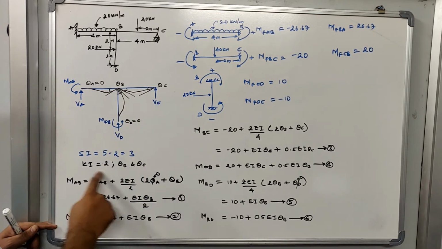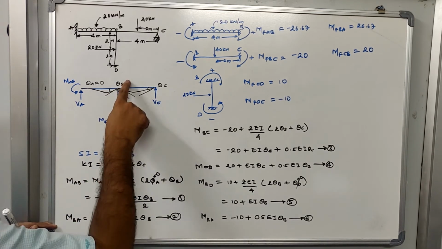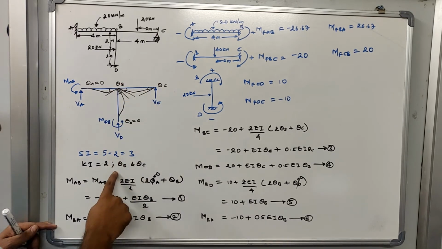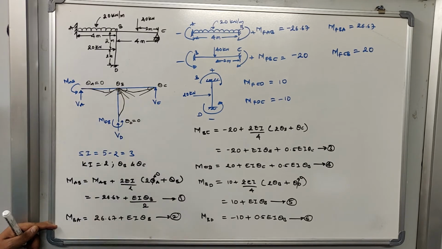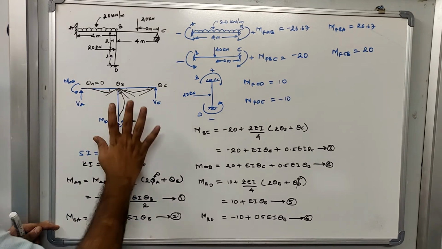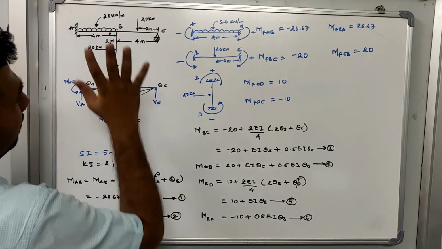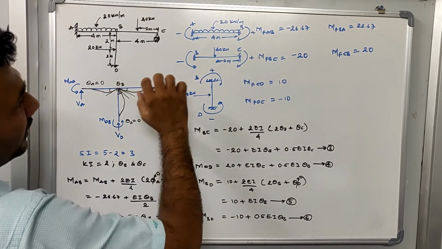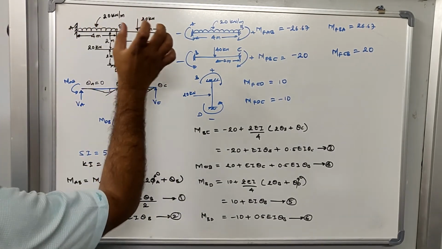So the kinematic indeterminacy will be 2, and the values to be calculated are theta C and theta B. It means in this given problem you will have two unknowns. One unknown is EI theta B, the other one is EI theta C, right? Once we understand the static and kinematic indeterminacy of the structure, we need to solve the fixed end moments. You separate out all the elements.